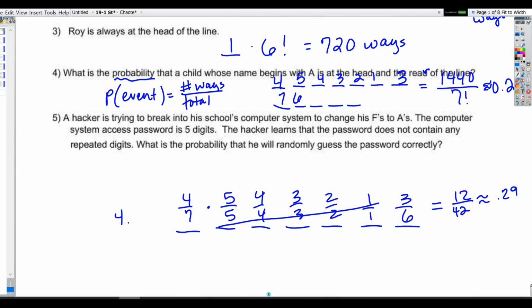Okay? Now finally, let's do number 5 here. What'd you get for that one? There's only one way to guess it right, and how many ways can you arrange it? You're choosing 5 from 10, and order would matter, okay? So it's just a permutation. So how'd y'all do on that? Okay? All right.